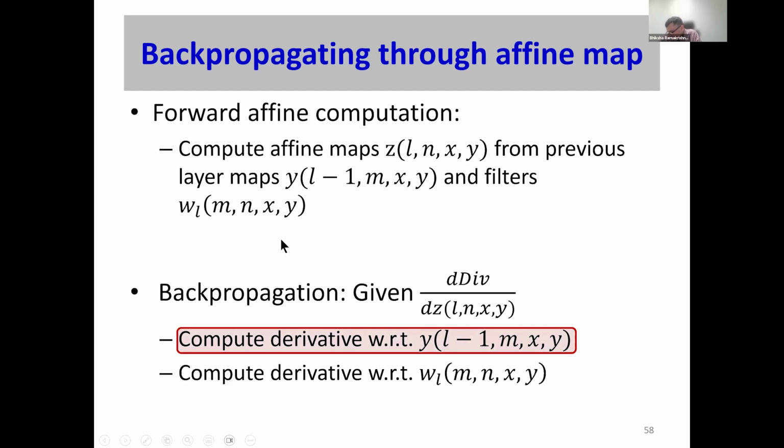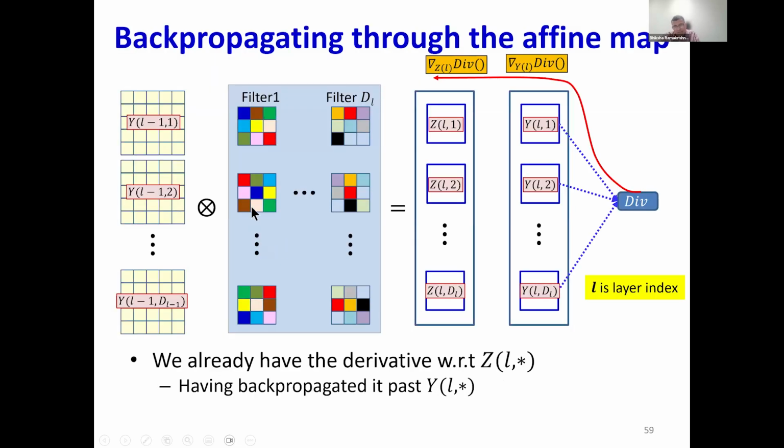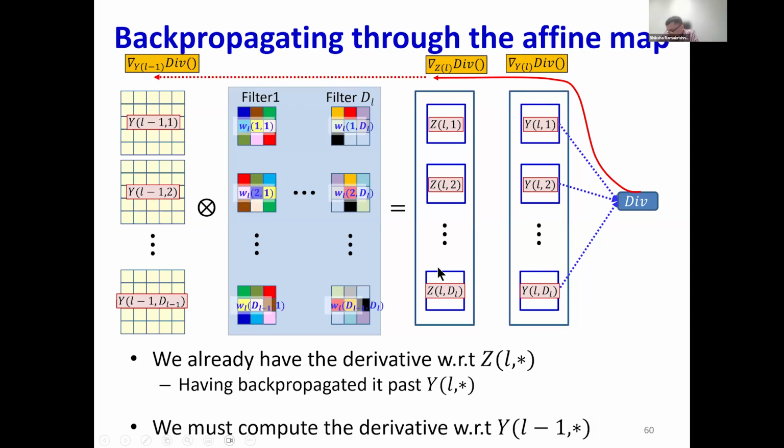First, let's see how we can compute the derivative for the previous layer maps. So here again is where we are. We have managed to back propagate and compute the derivatives of the divergence with respect to every element of every one of these affine maps. And so now we want to propagate the derivative backward and compute the derivatives of the divergence with respect to every element of every one of these previous layer maps or channels. Let's see how we can do this.